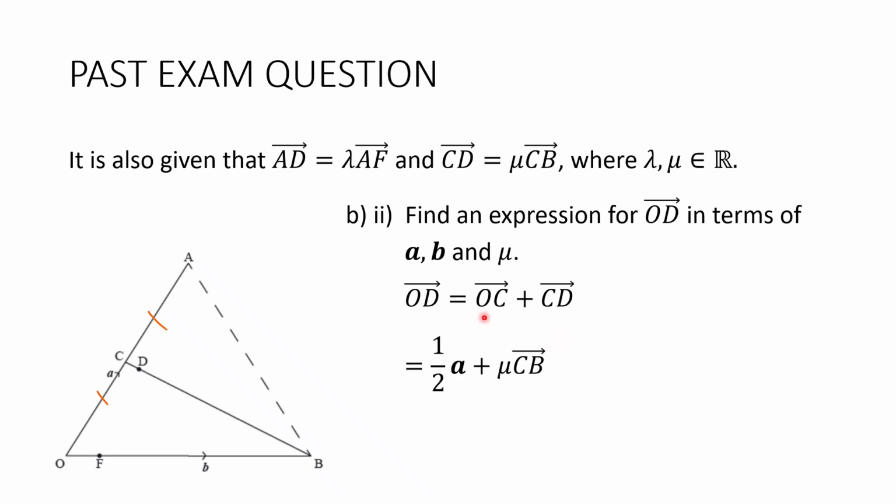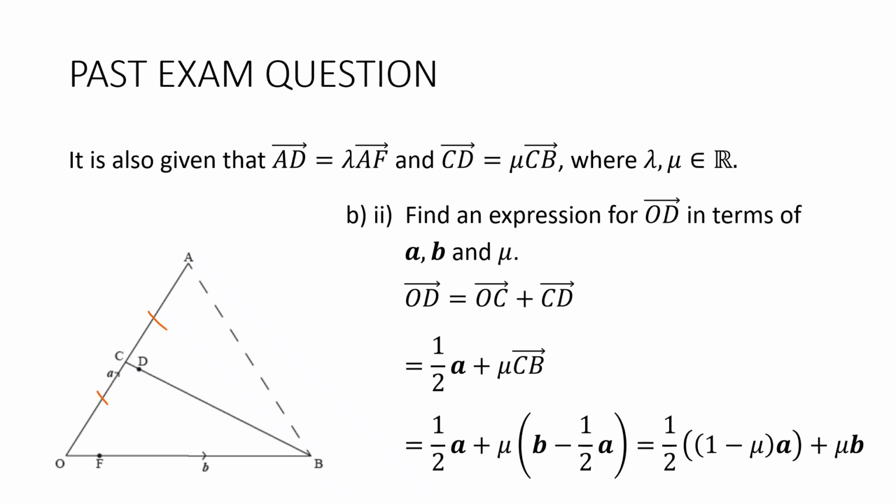We also know that OC, given that this is the midpoint, is going to be half of A. And CB, which is all the way along here, that is going to be B take away half of A. And tidying it up, we have a half of 1 minus mu times A plus mu B.